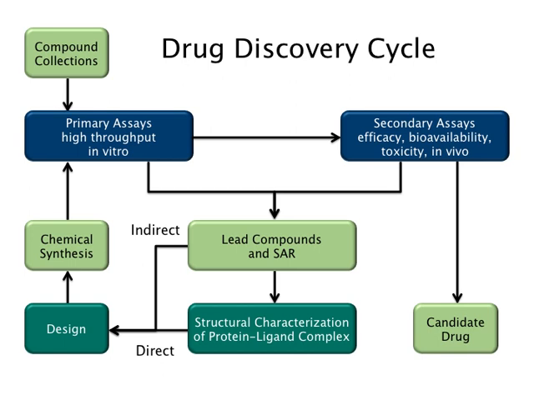A particular example of rational drug design involves the use of three-dimensional information about biomolecules obtained from such techniques as X-ray crystallography and NMR spectroscopy. Computer-aided drug design in particular becomes much more tractable when there is a high-resolution structure of a target protein bound to a potent ligand. This approach to drug discovery is sometimes referred to as structure-based drug design.